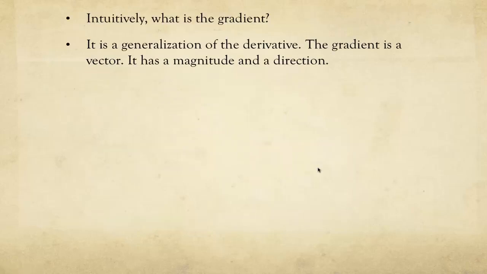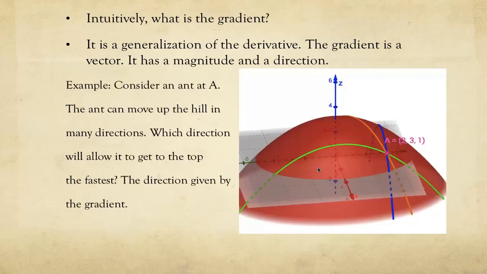So intuitively, what is a gradient? It is a way to generalize the derivative. The gradient is a vector, so it has two things: a magnitude and a direction. We want to focus on really the direction. The direction is what we're going to need to use for our algorithm. So again, here's the ant. The ant is on this curve. And here's how you interpret the gradient.